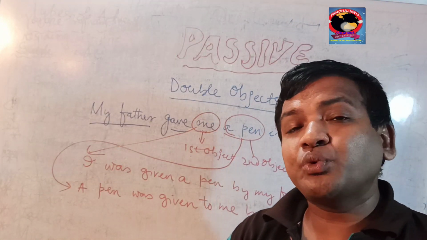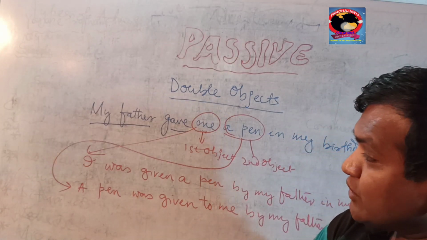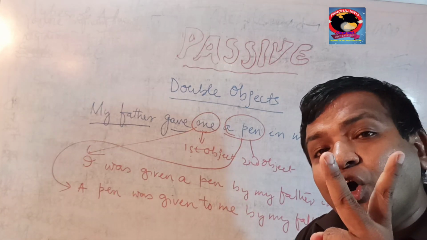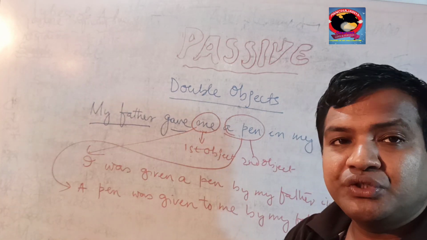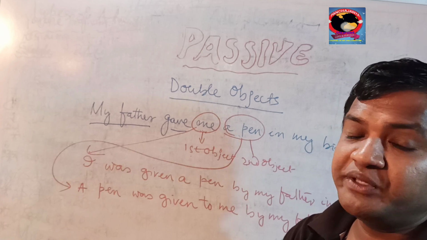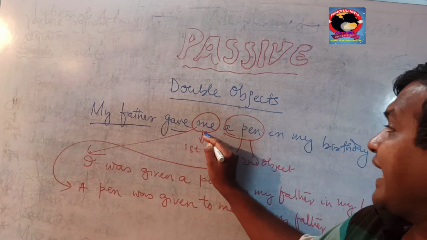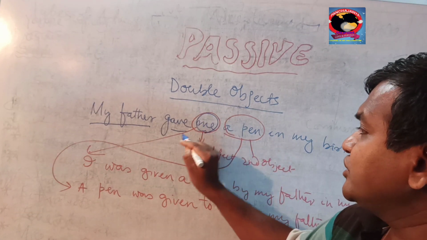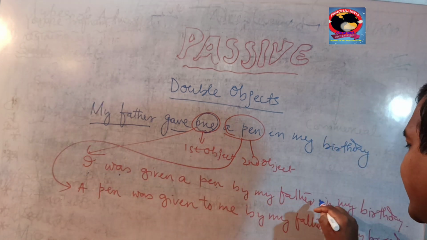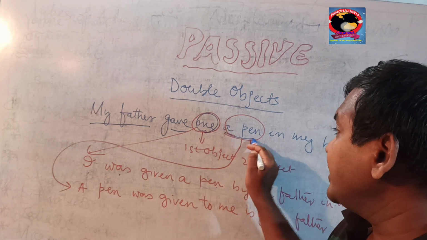So in those cases, what will we do? Don't get confused. Here also we can use it. You see how to use it. Both the objects can be used as subject in passive. No mistake will be there. Keep it in mind. First, me will be changed into I. I was given a pen by my father in my birthday.